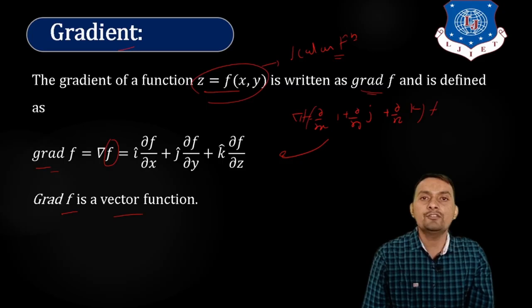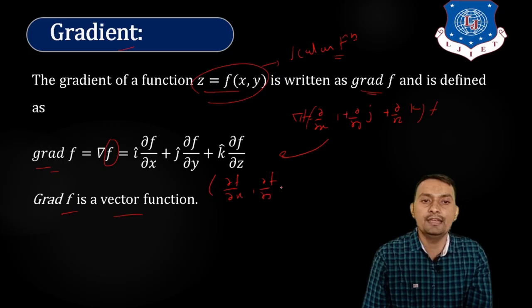So whenever you find the gradient of a scalar function, it will always be a vector quantity. Sometimes we denote it as del f by del x, del f by del y, and del f by del z. And this is the only vector quantity. And this is grad f.